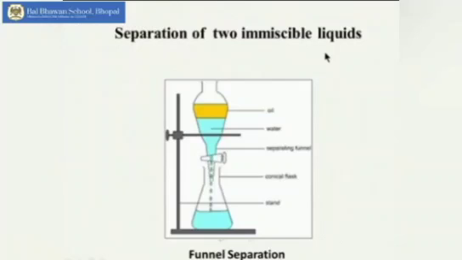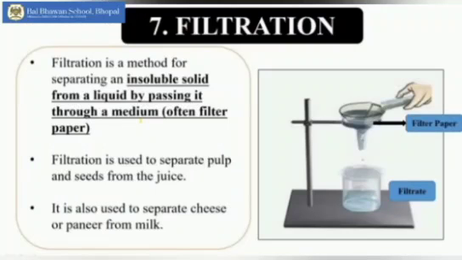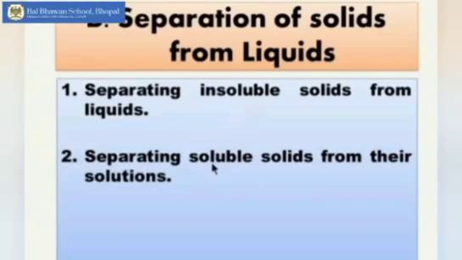Now, this property can be used to separate oil and water by using an apparatus called a separating funnel. Then we have the next process called filtration. Filtration is a method of separating insoluble and suspended solids of different sizes from a liquid. In this case, we make use of a filter paper. So, the process is called filtration. Now, the filtration method is used to separate paneer or cheese.